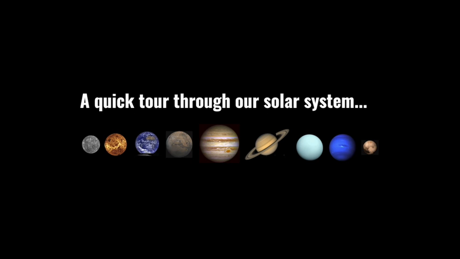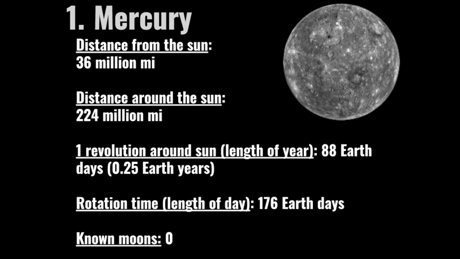How about a quick tour through our solar system here? If you want some planets to look at, so we're on the notes here, slide 97. If you want to look at these, just to give you some data, let's just kind of flip through here and see these planets and some stats about their motion. Kind of interesting to think about. If you look at Mercury here, I've made a card for each one where it says the distance from the sun in millions of miles, the distance around the sun, so how many miles it has to travel to make one orbit, the one revolution around the sun, so the length of its year.